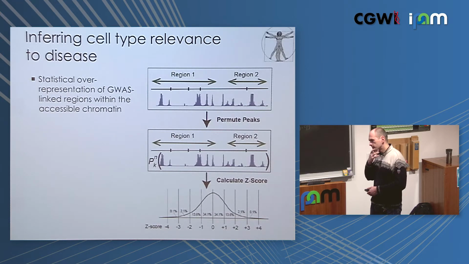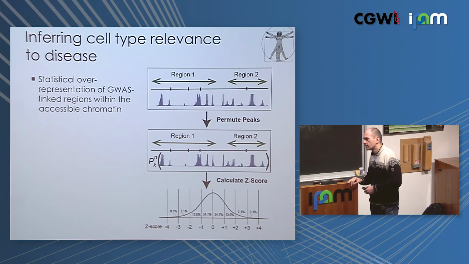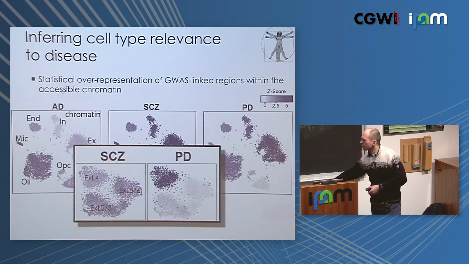regions, GWAS hits. Yes, if you had, let's say, Parkinson's disease, and you had a particular set of risk alleles there, and you find that these risk alleles tend to be within the accessible regions of, let's say, excitatory neurons of type 2, but not 3, right? That's the type of inference we're trying to do. Let me go to the next slide. It might be a little bit easier.